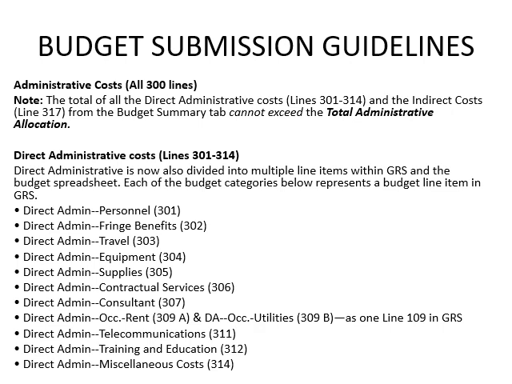They are 01 is personnel, 02 is fringe, 03 is travel, 04 is equipment, 5 is supplies, 6 is contractual, 7 is consultant, 9, A and B are occupancy rent and occupancy utilities, and they appear as one line item, which is 109 in GRS. They're just broken up on the spreadsheet between rent and utilities for clarity. Communications is 11, training and education is 12, miscellaneous is 14, and again, these line items are replicated. The first digits would be 1 for program support and 3 if they're in the administrative category.